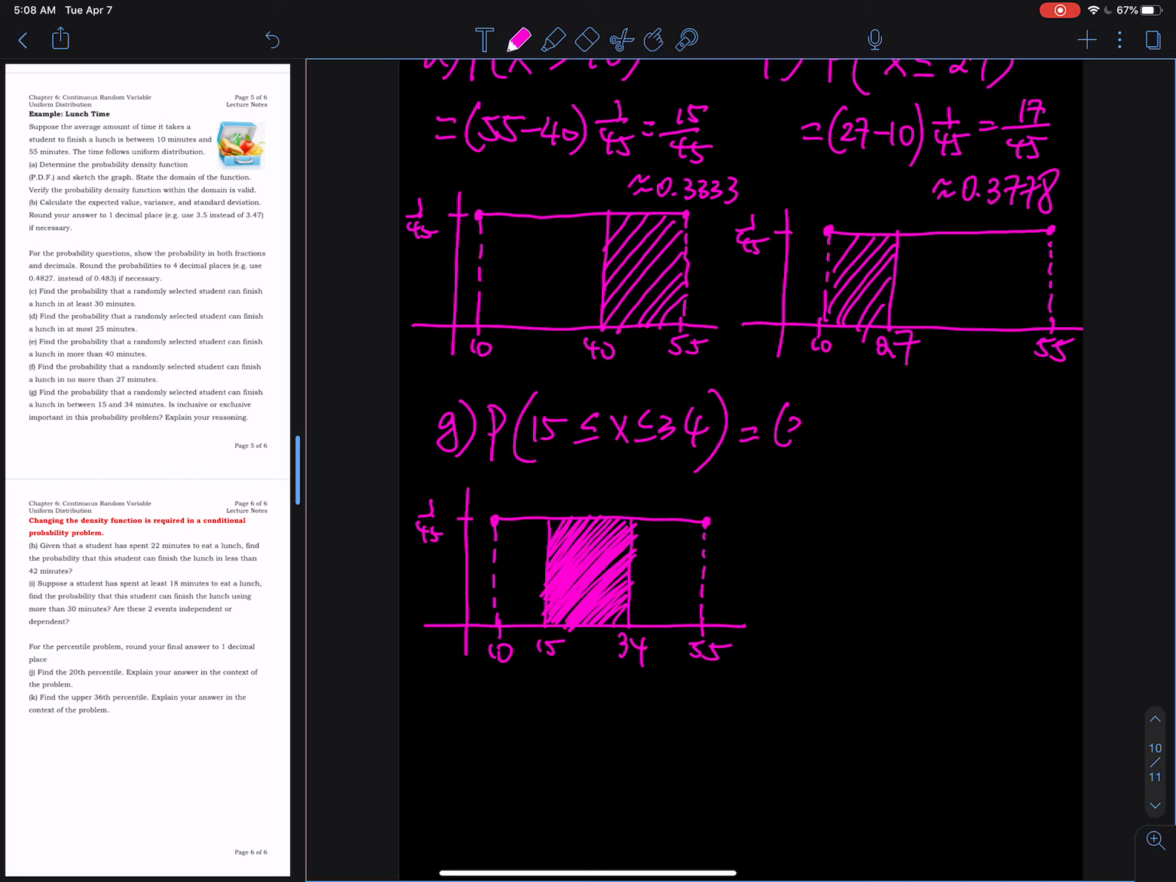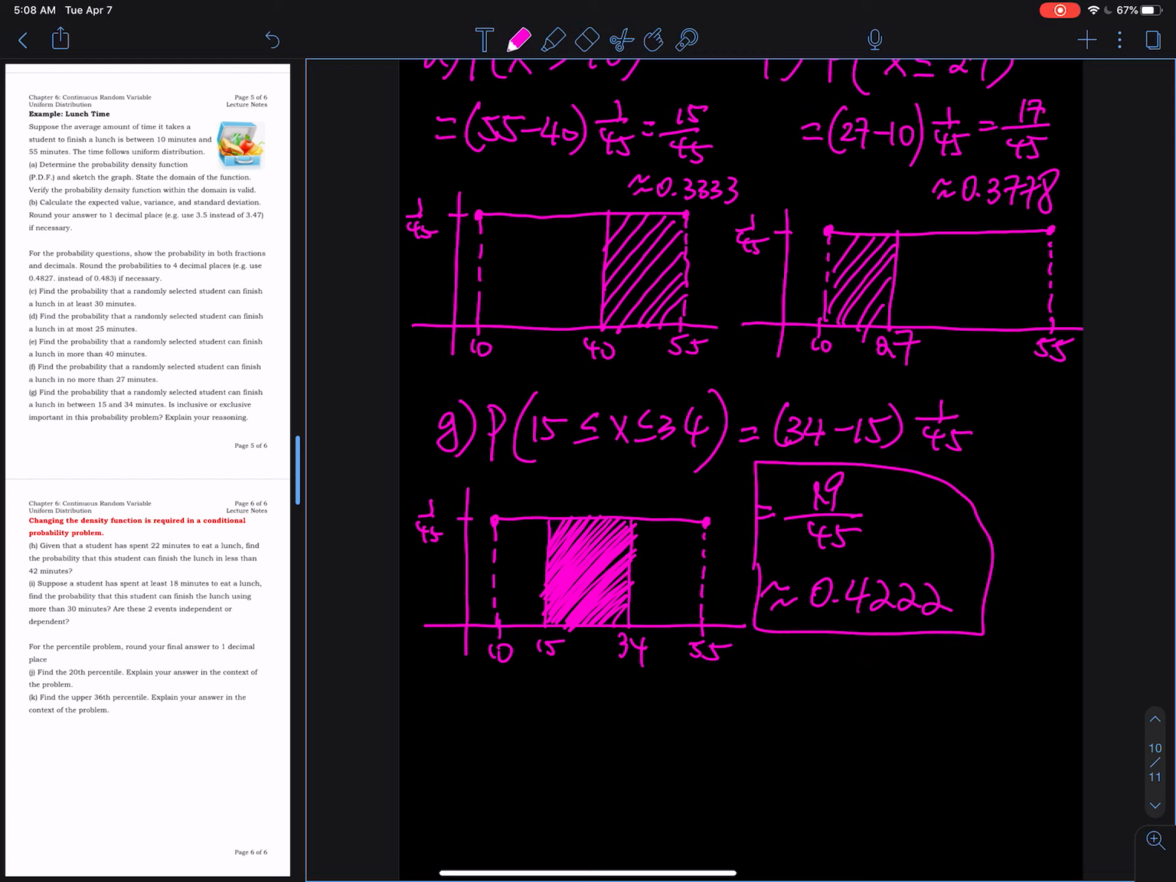Alright, so that is 34 minus 15 times 1 over 45. So that is 19 divided by 45. That is around 0.4222. We box both. So that will be the probability question.